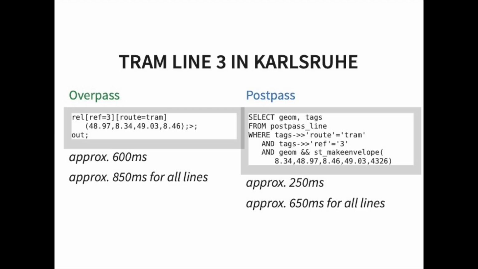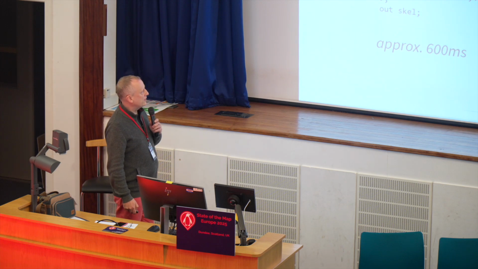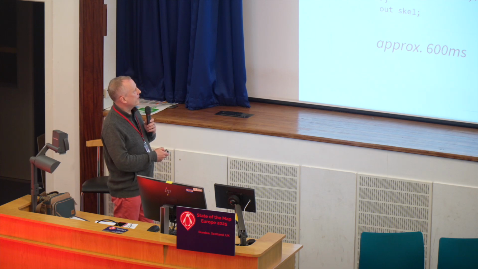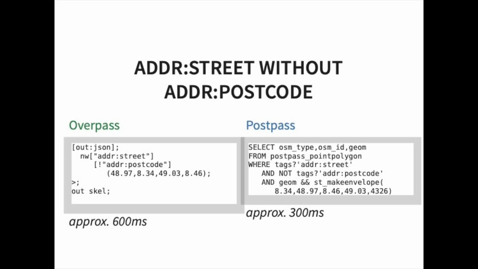Here is asking Overpass for a relation in this area with ref equals 3 and route equals tram, so that's tram line number 3 in Karlsruhe. Equivalent Postpass query on the right. Takes about the same time on both, so you can translate that rather easily. Here's a query that is looking for nodes and ways that have an address street tag but not an address postcode tag. In Postpass, you would say tags question mark address street and not tags question mark address postcode, and geometry. So that works the same.